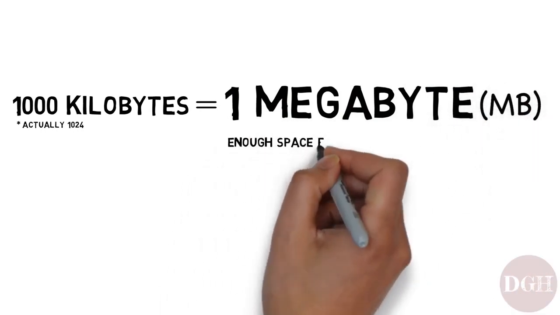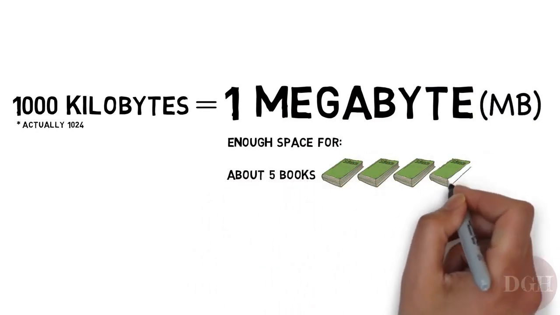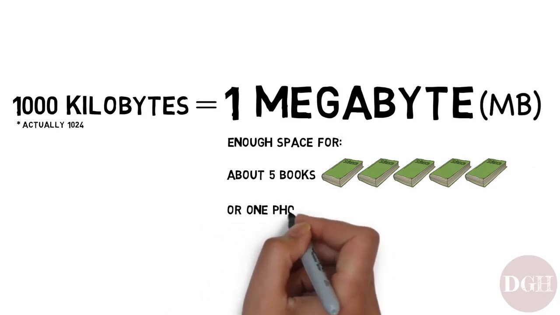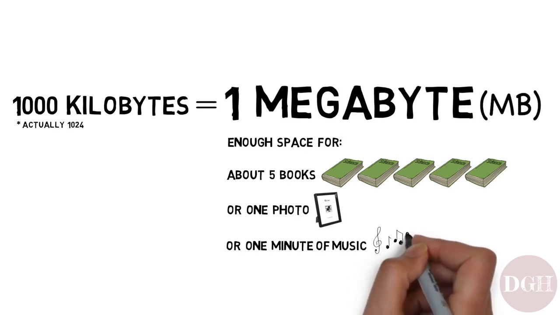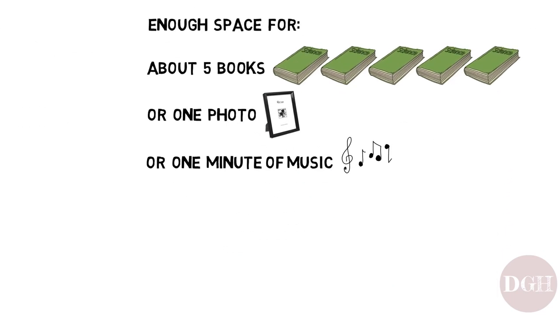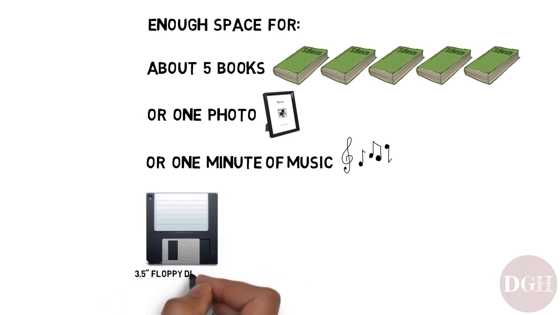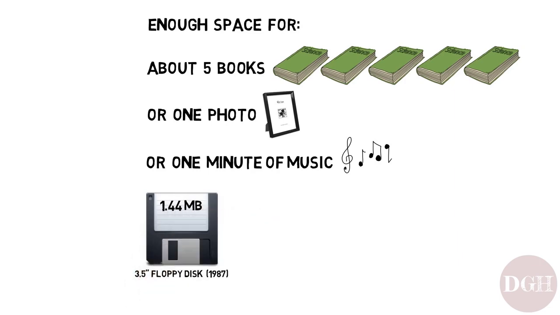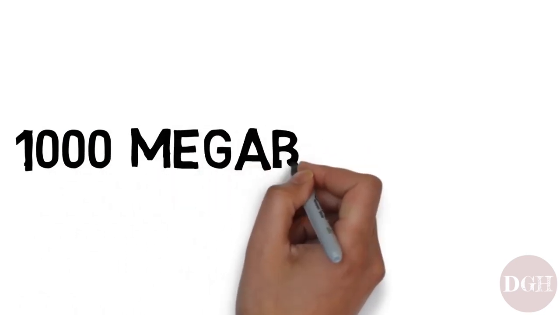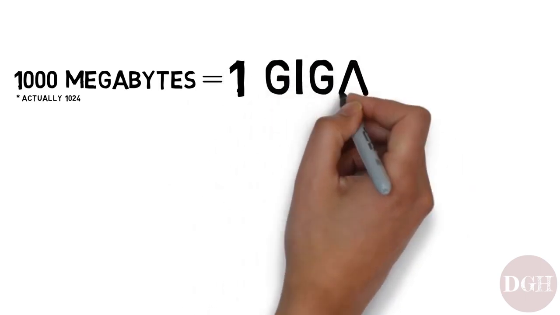1 megabyte is enough space to hold about 5 large books, or 1 photo, or 1 minute of music. This was a 3.5 inch floppy disk back in the 1980s that held 1.4 megabytes of data, which was pretty good at the time because most files were pretty small. Alright, now you're probably wondering, what's it called if you have 1,000 megabytes? 1,000 megabytes is called a gigabyte.